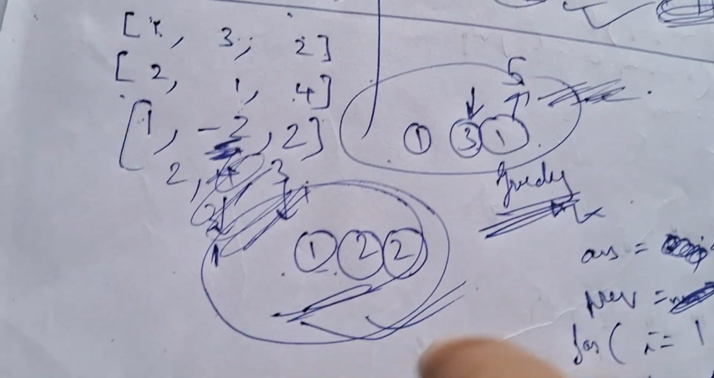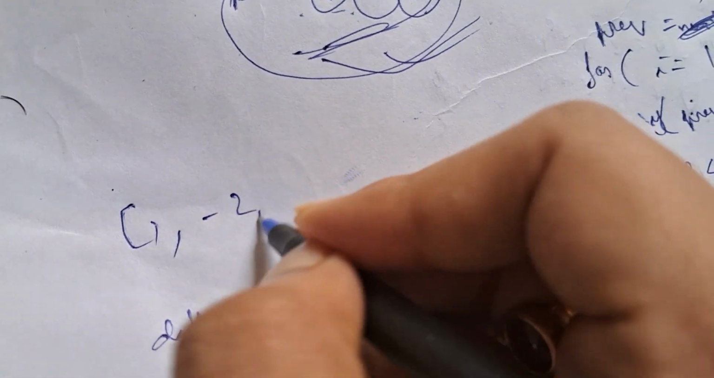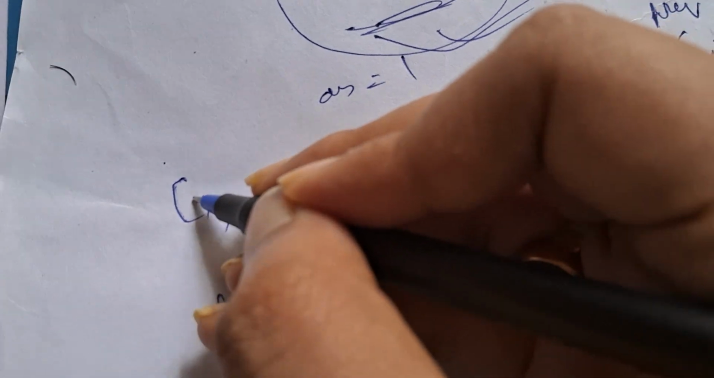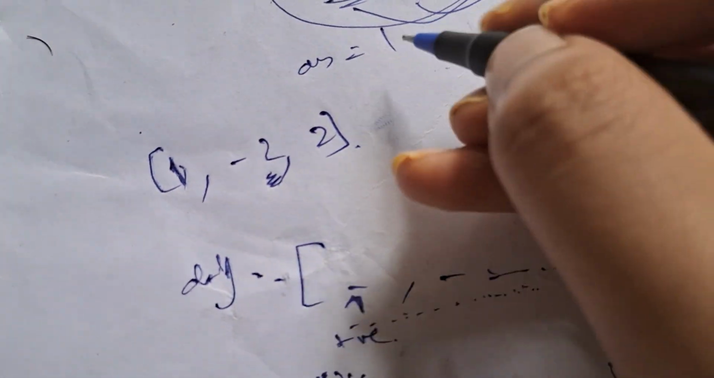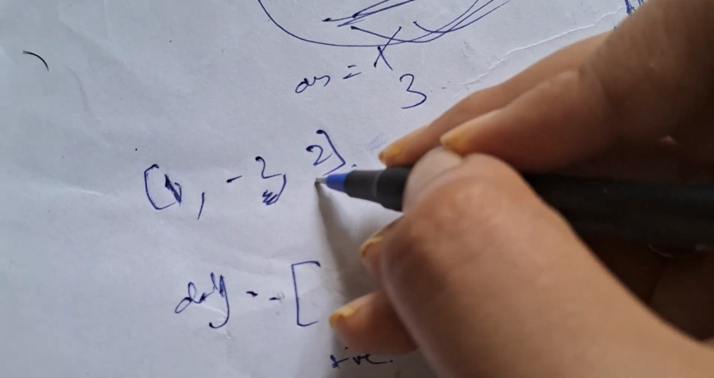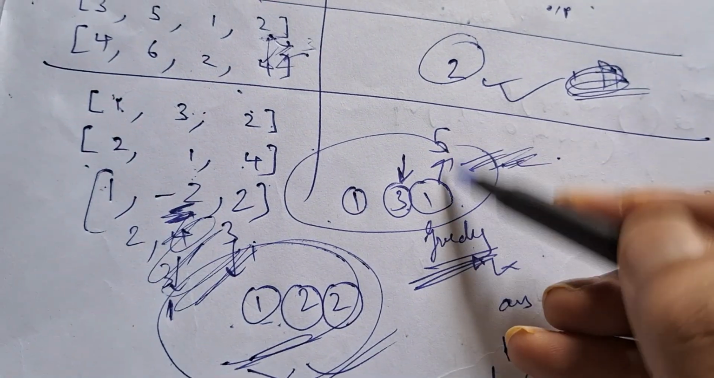For here also, if we check, 1, -2, 2. The answer is initially 1. Now the sign changes, so answer is now 1 plus 2, that is 3. Again the sign changes, so the answer is 3 plus 2, that is 5. You can see that the answer is 5, right?